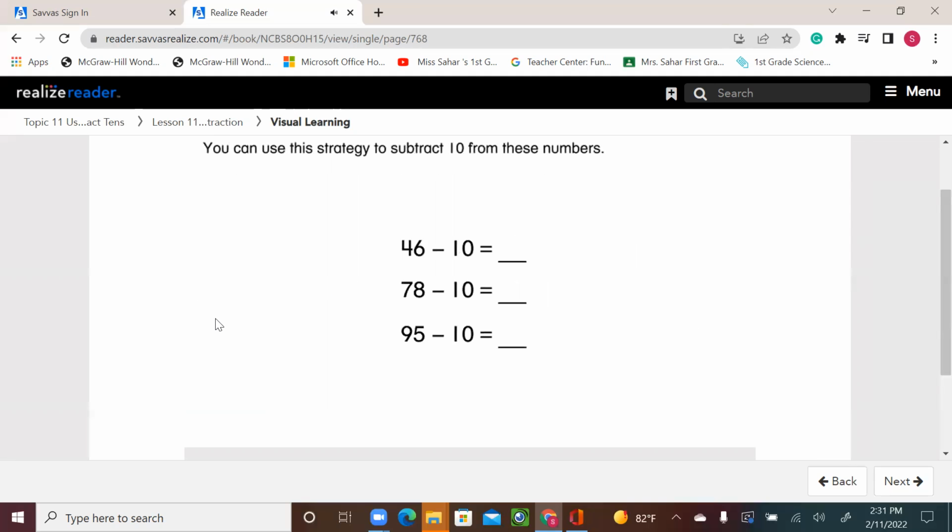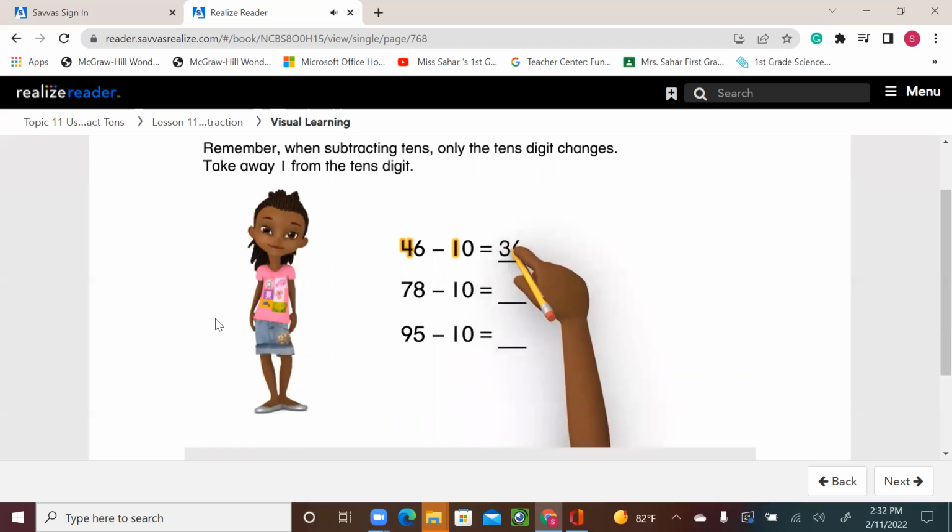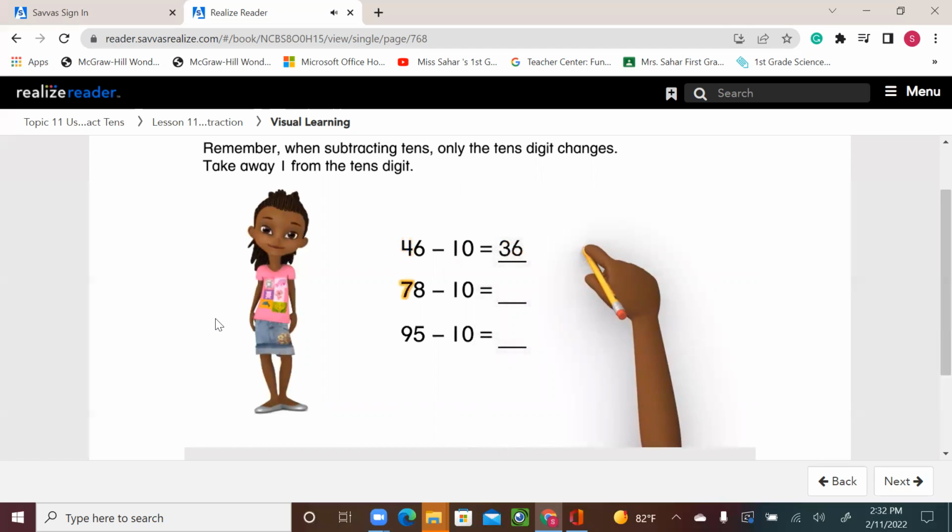You can use this strategy to subtract 10 from these numbers. Remember, when subtracting tens, only the tens digit changes. Take away 1 from the tens digit. 46 minus 10 equals 36. 78 minus 10 equals 68. 95 minus 10 equals 85.